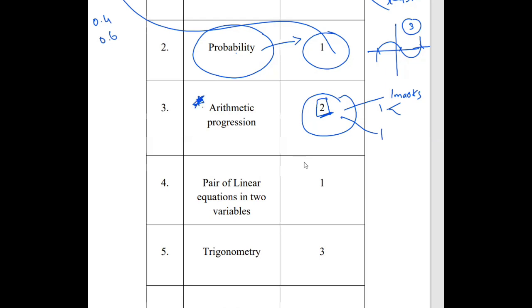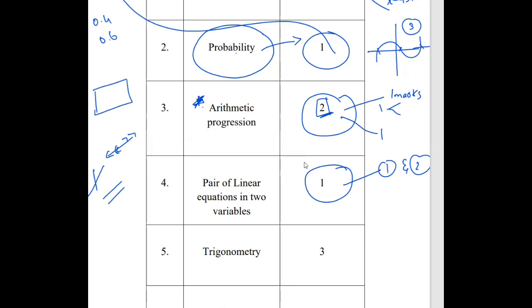Next, pair of linear equations. In this question paper there is only 1 question, but you can definitely expect 1 question or maximum 2 questions. Obviously from pair of linear equations, that question will be on the concept of intersecting lines, equations for intersecting lines, parallel lines and coincident lines. So this concept, that entire table that is there in the textbook, you need to understand this concept.